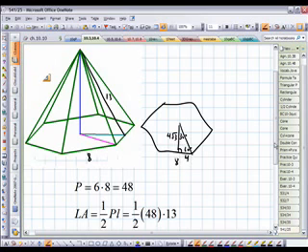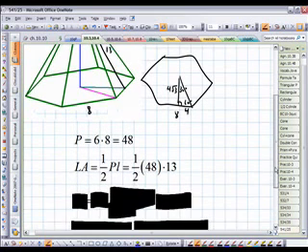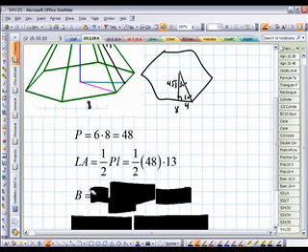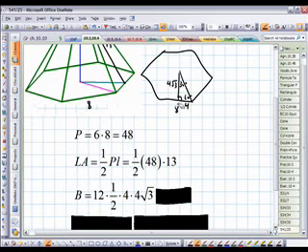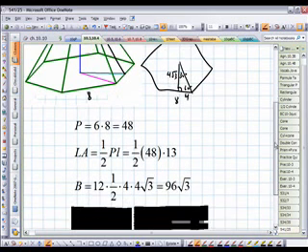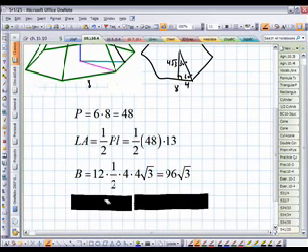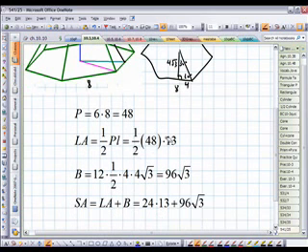So, given that figure, if we want to find the area of the base, there are 12 of these triangles. Each triangle is a half times 4 times 4 rad 3, half times base times height, and this comes out to 96 rad 3. So the overall surface area then is going to be the lateral area plus the base, which is all of this stuff plus all this, and whatever that comes out to. And the units are not given here, so you could leave this unitless. If it was, say, meters, you'd want to put meters squared since it's an area.